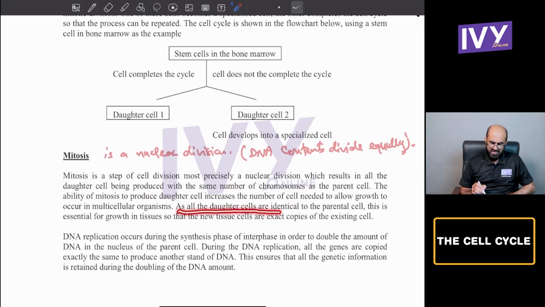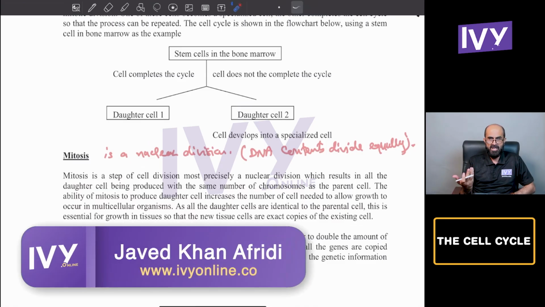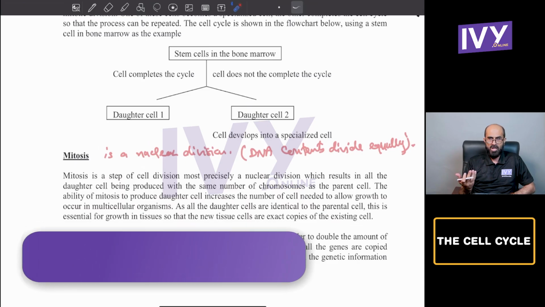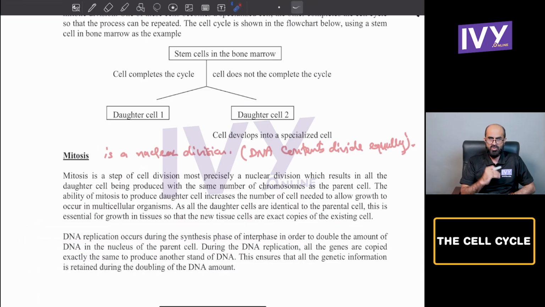As all the daughter cells are identical to the parent cell, this is essential for growth in tissues so that the new tissue cells are an exact copy of the existing cells. Otherwise, tissue rejection will take place, or the cells will encounter one another if they are different from one another. It's the same story as if there is a policeman in between the students in a classroom. The policeman is quite prominent as he has a police uniform, and the rest of the students have the school uniform. So it's quite prominent among the students.